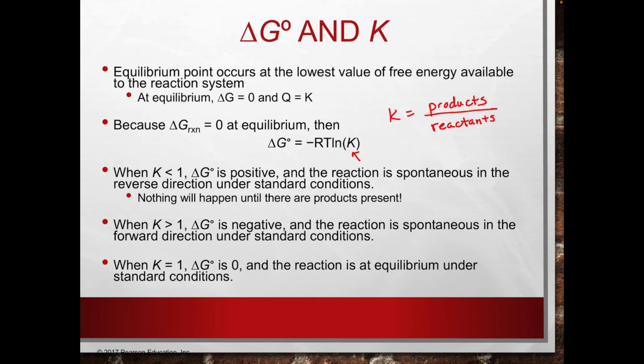If K is very large, if K is greater than 1, then that means that delta G is negative, and the reaction is spontaneous in the forward direction under standard conditions. And if K equals 1, then delta G is 0, and the reaction's at equilibrium under standard conditions. That's pretty rare. It would be rare that K is equal to 1 and delta G naught would be equal to 0. Normally, K will either be really large or K will be really small.